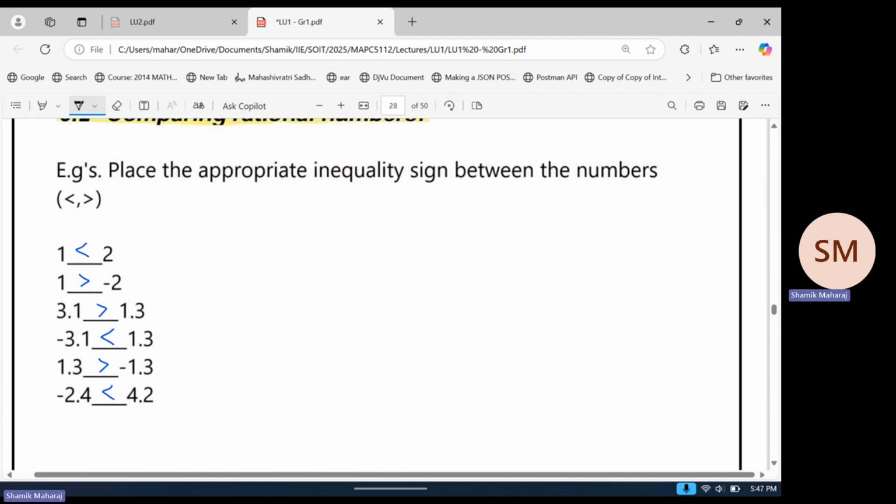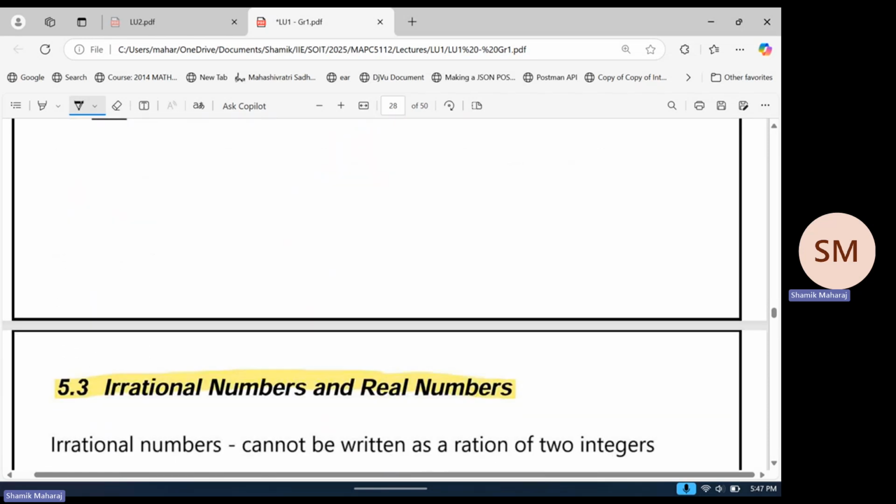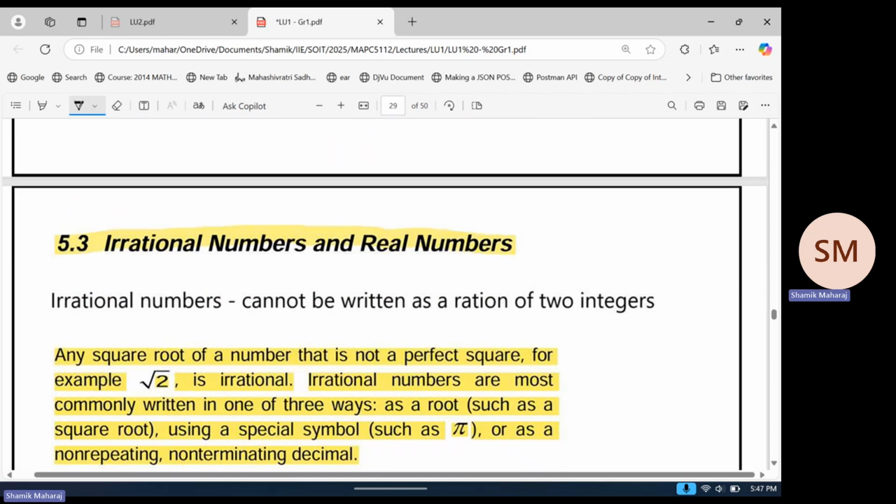Comparing rational numbers. Okay, so this is something that hopefully most people are familiar with. Inequalities is just a way to compare numbers. So which number is bigger and which number is smaller. And here there's a very silly way to remember this.